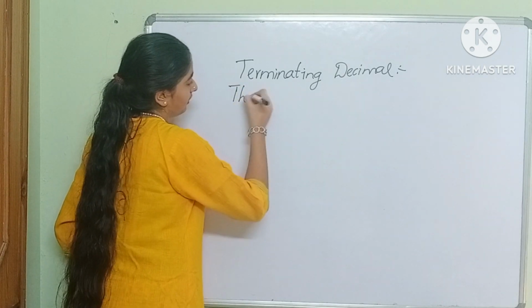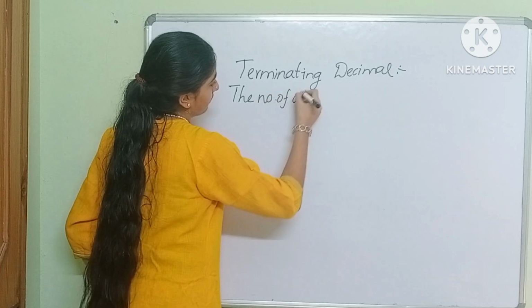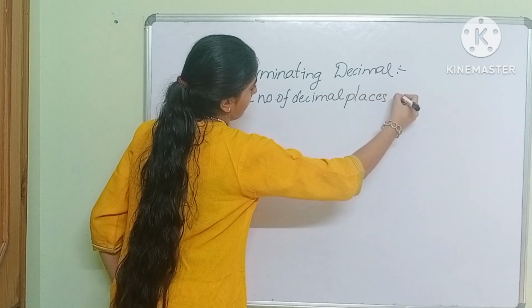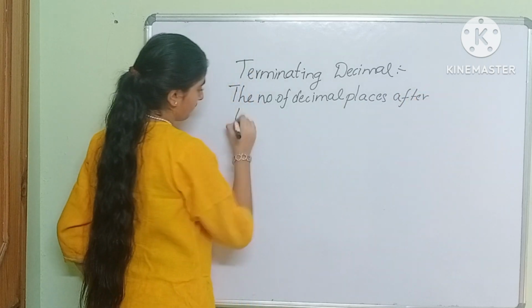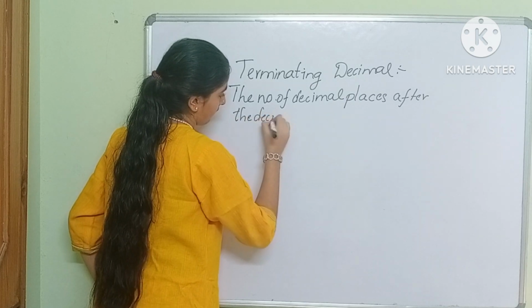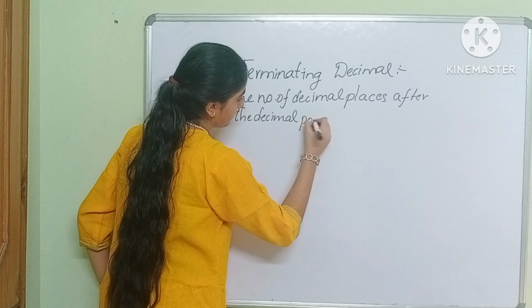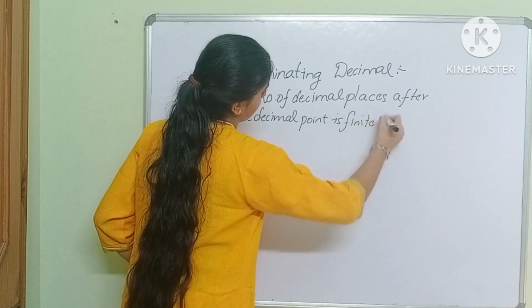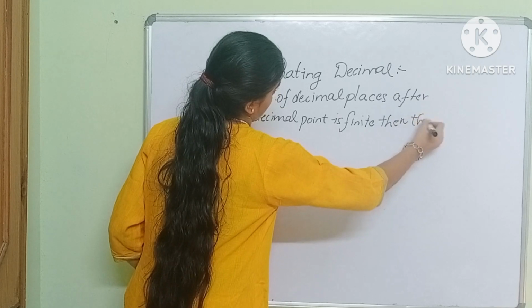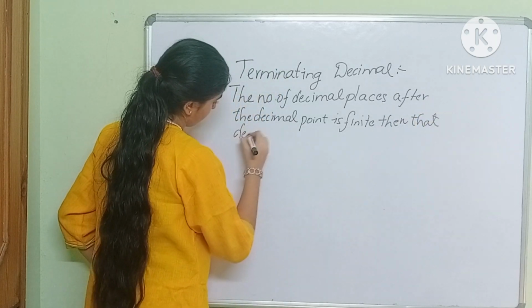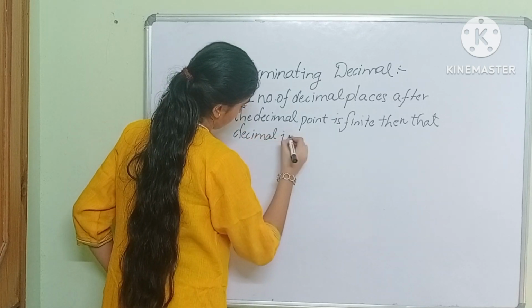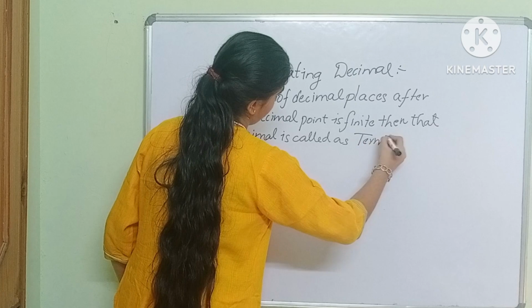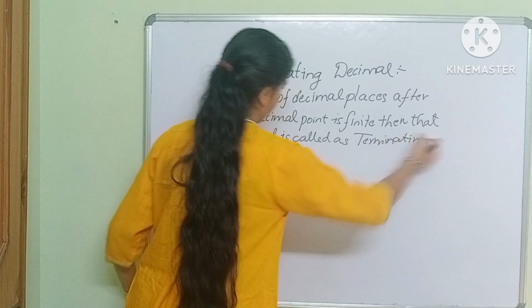So let me write. The number of decimal places after the decimal point is finite, then that decimal is called a terminating decimal.